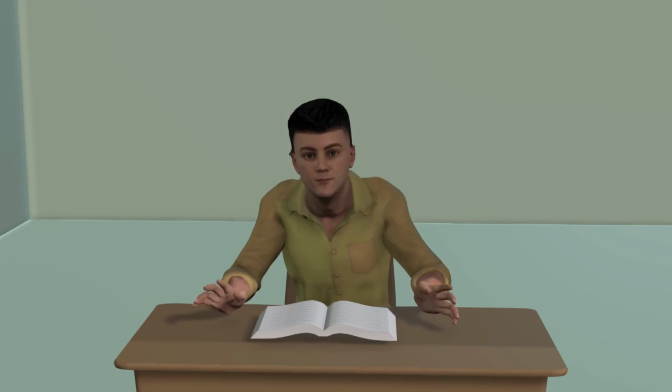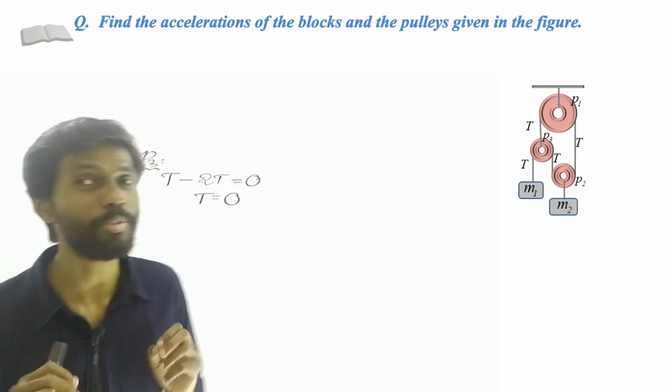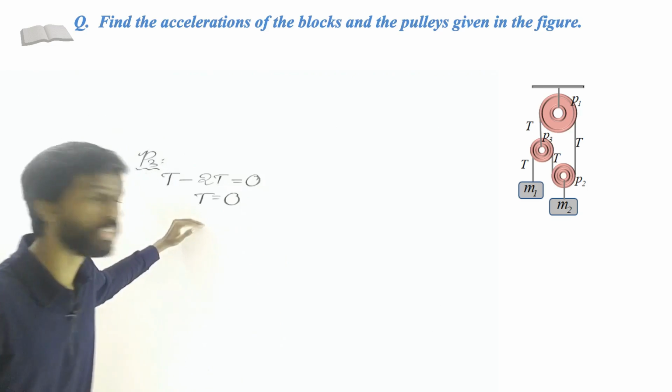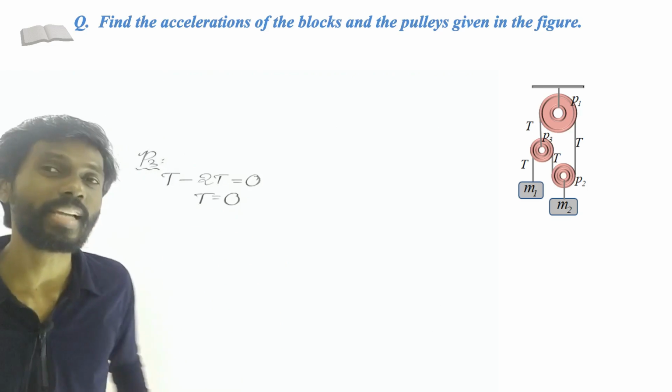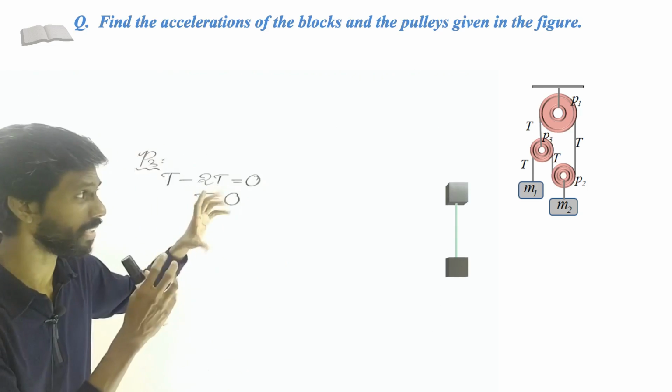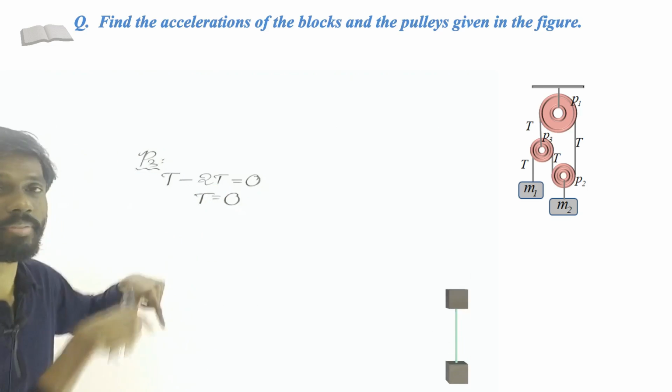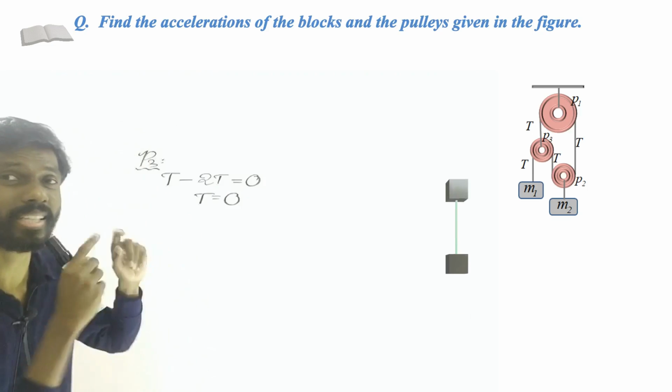The string is taut. It is hard to believe that the tension is 0. It is not very intuitive. We come to know that the tension is 0 only after doing this calculation. Take this example to understand this better. There are two blocks of equal mass connected by a string. They are falling under gravity. Now, what is the force acting on that string?